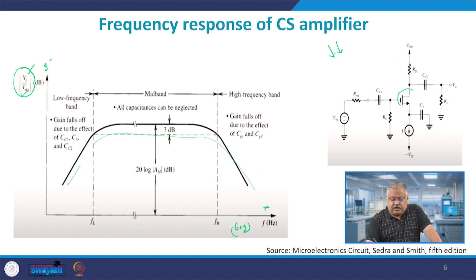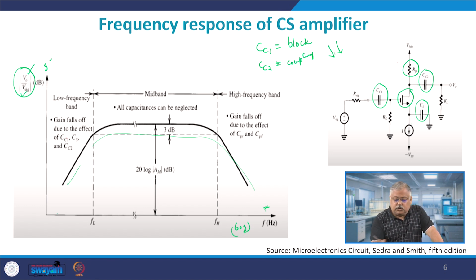I have a MOS device here, this is my output resistance, and this is a current source which is feeding the MOS device. I have this source capacitance, and I have CC1 and CC2. CC1 is referred to as a blocking capacitor and CC2 is your coupling capacitor. CC2 couples with the next stage of the amplifier, and CC1 blocks any DC component of the input signal into the MOS device.